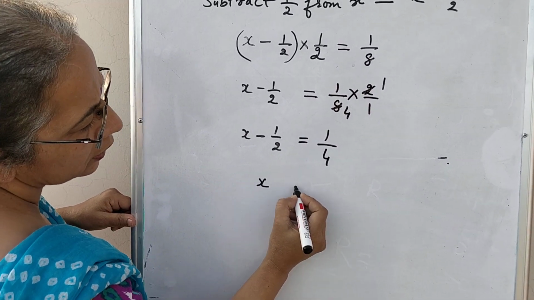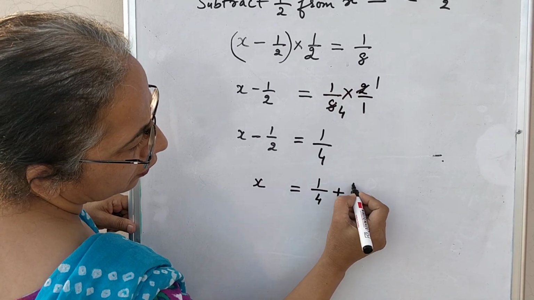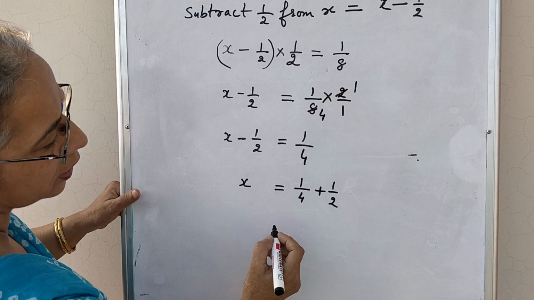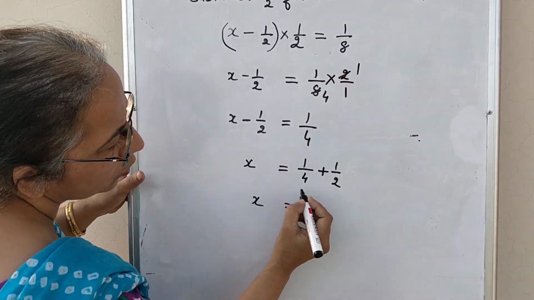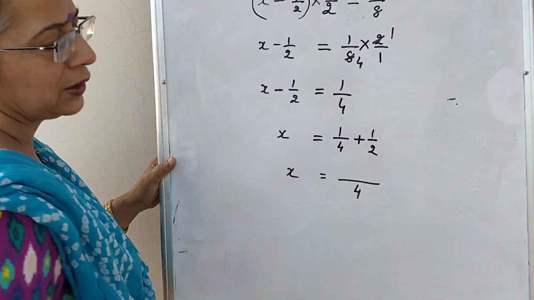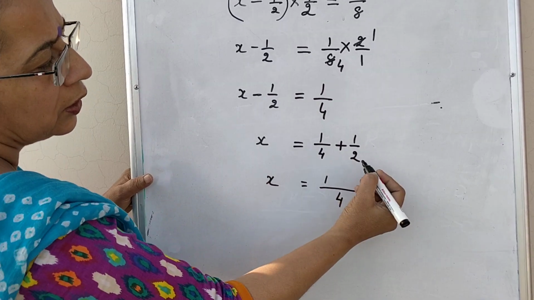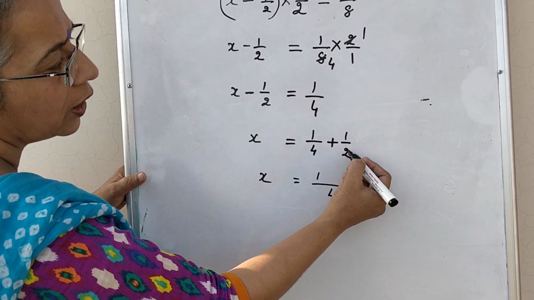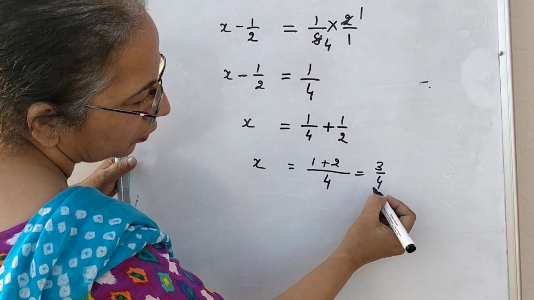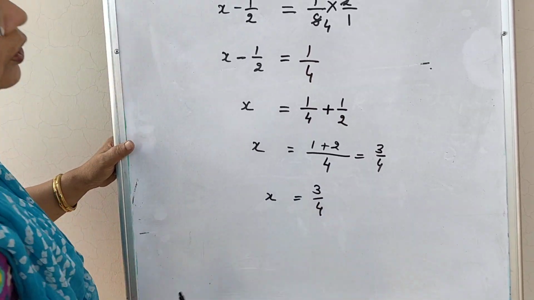x will remain here, half will go to the other side. 1 upon 2 is in subtraction, it will go in addition. Now 4 and 2 are in the denominator, take the LCM. 4 and 2 LCM will be 4. 4 ones are 4 and 2 twos are 4, 1 plus 2 is equal to 3 upon 4. So the number is 3 upon 4.